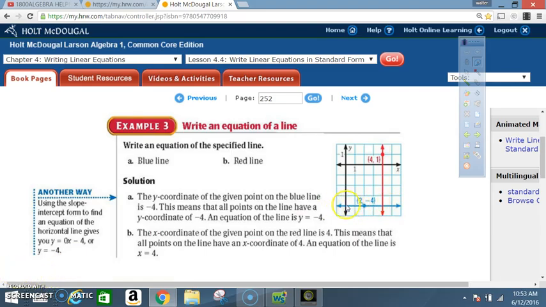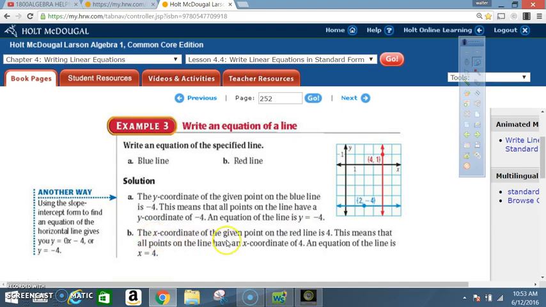Okay, look at the blue line. Notice that on the y-axis it is located at negative 4: negative 1, negative 2, negative 3, negative 4. And notice, no matter where you go on this line, the y-value is always negative 4. No matter what the x-value is, the y-value is always negative 4. So therefore, the equation is y is equal to negative 4.